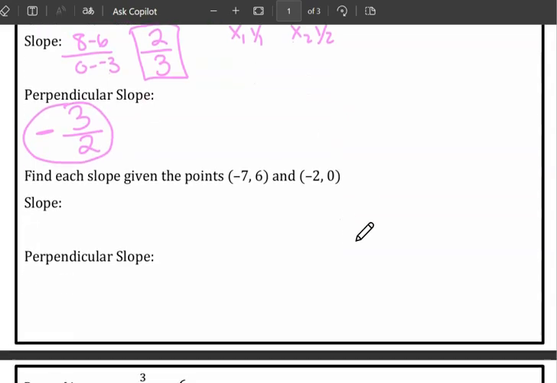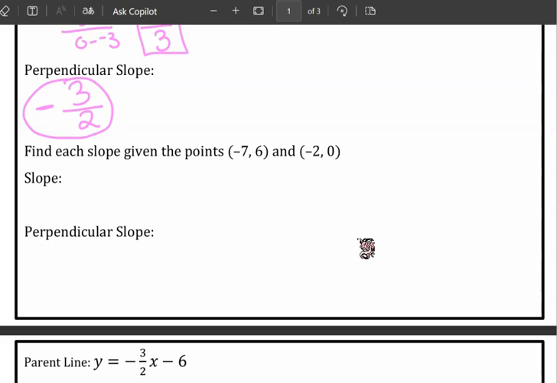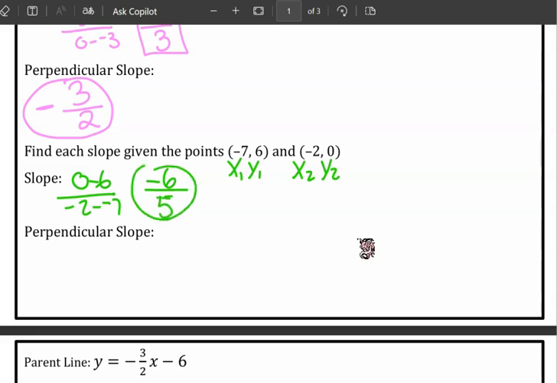Now let's find the slope of these points. Label them x1, y1, x2, y2. Plug them into the formula: 0 minus 6 over -2 minus -7. That's -6 over 5. If we flip that fraction and change the sign, we get +5 over 6.